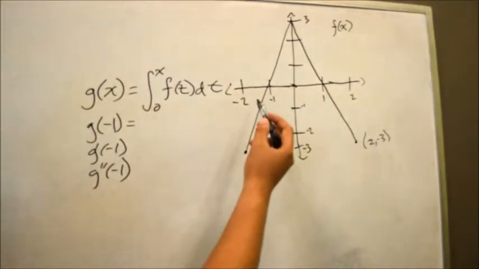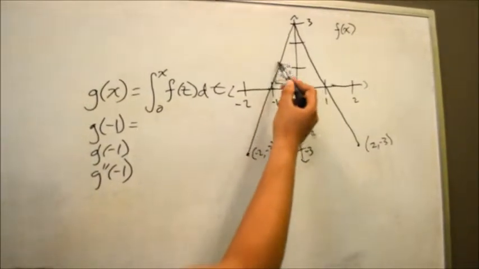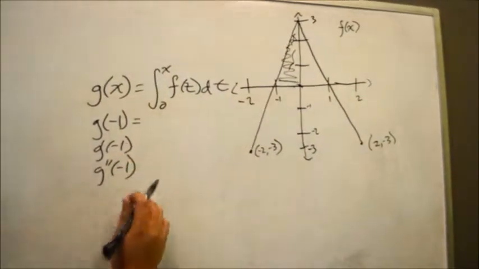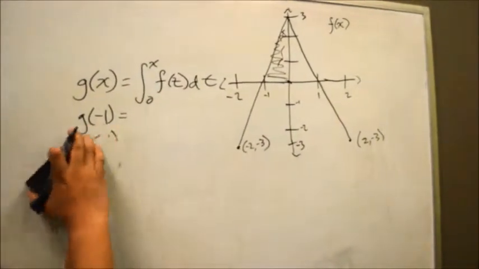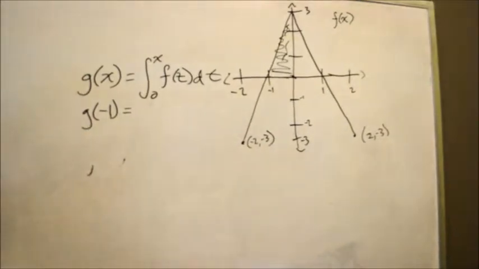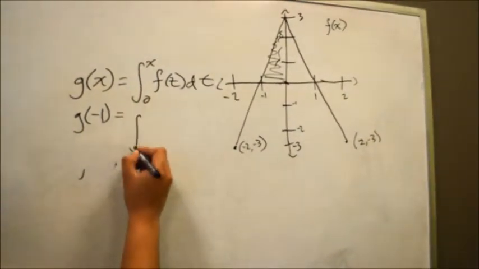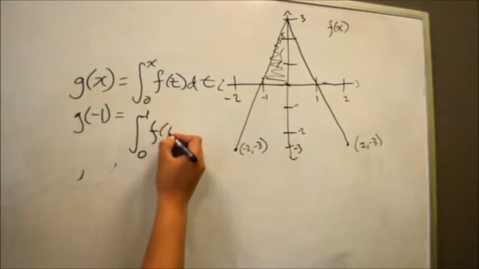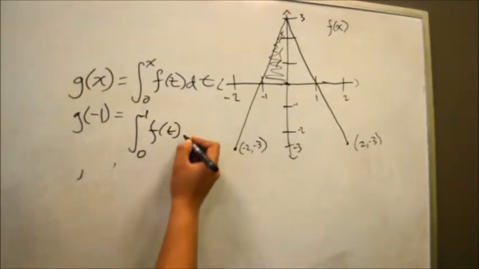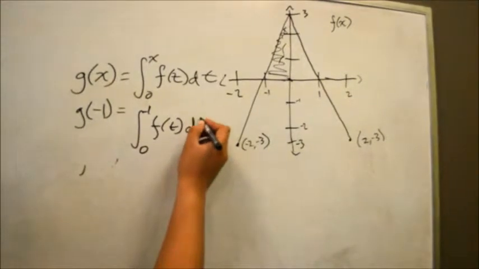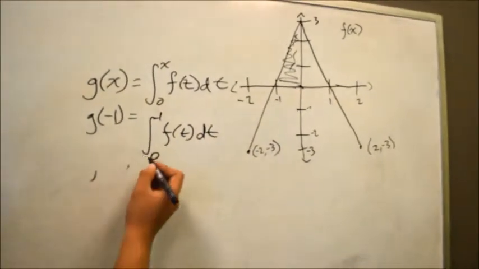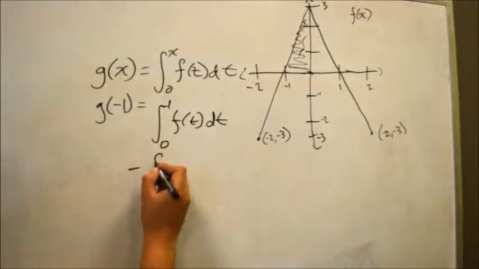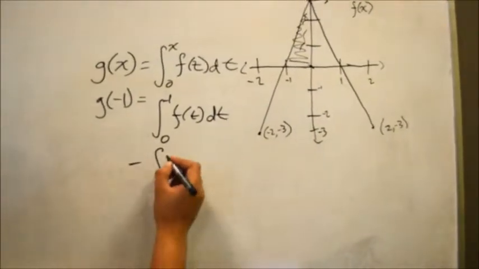we simply have to find the area from 0 to -1. So it would be the area in here. But that gives us improper notation, as we get the integral from 0 to -1 of f of t dt. So we have to flip this and make it negative in order to get the right notation.